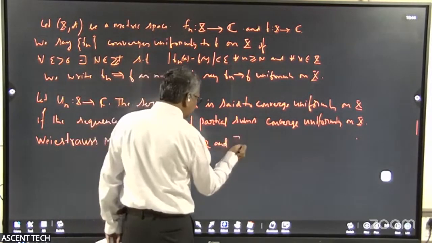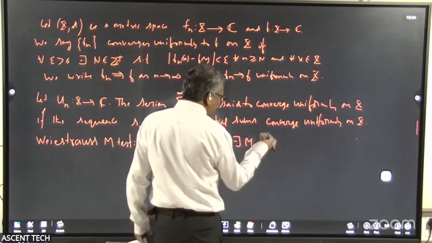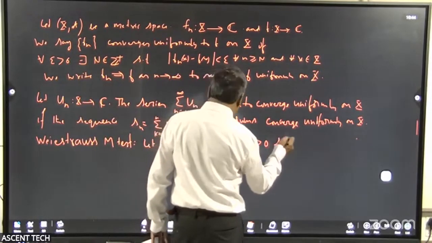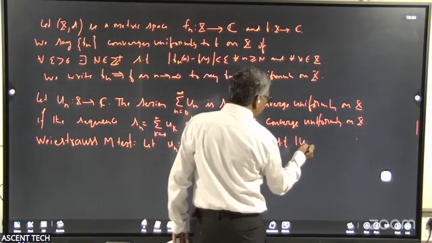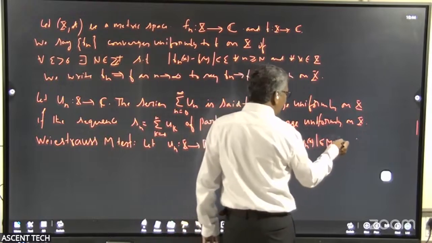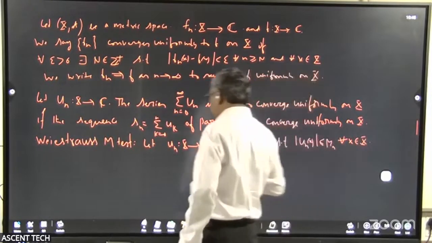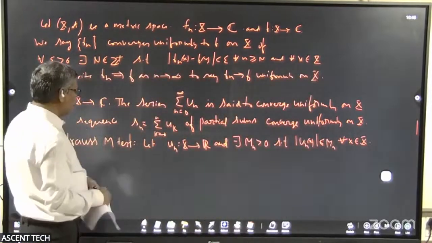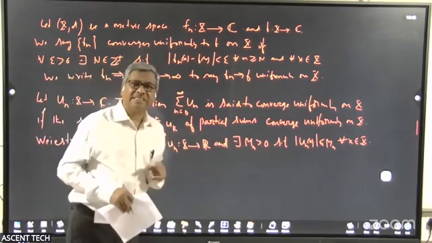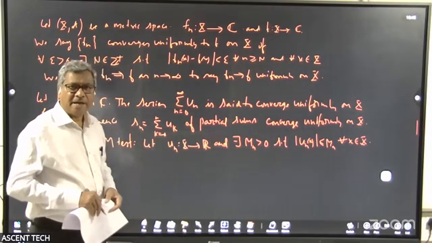There exists some Mn greater than 0 such that modulus of un(x) is less than or equal to Mn for all x in X. So this series is dominated by the series sigma Mn. That is, each un is dominated by Mn.